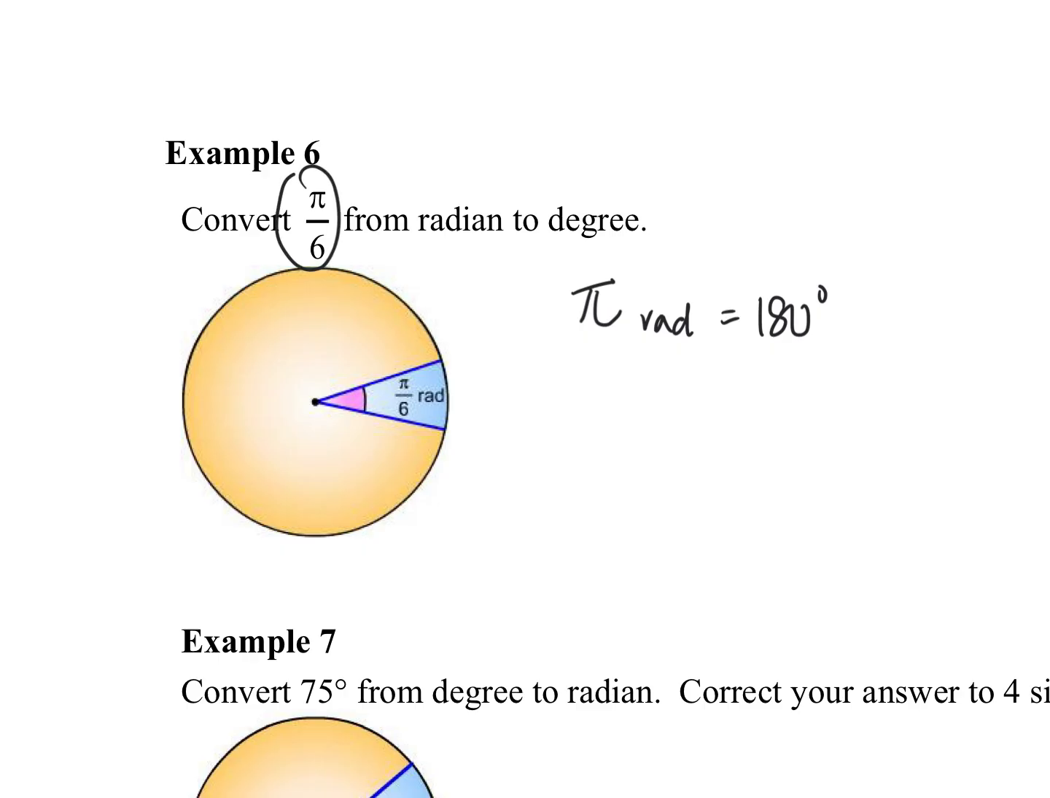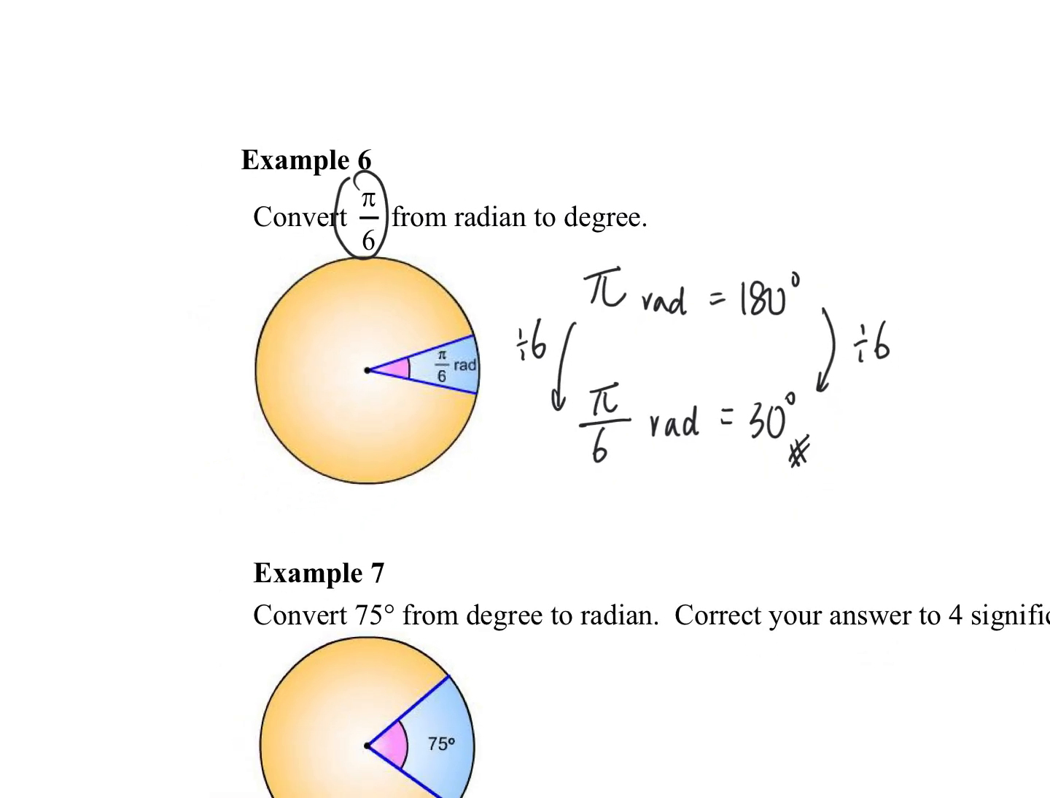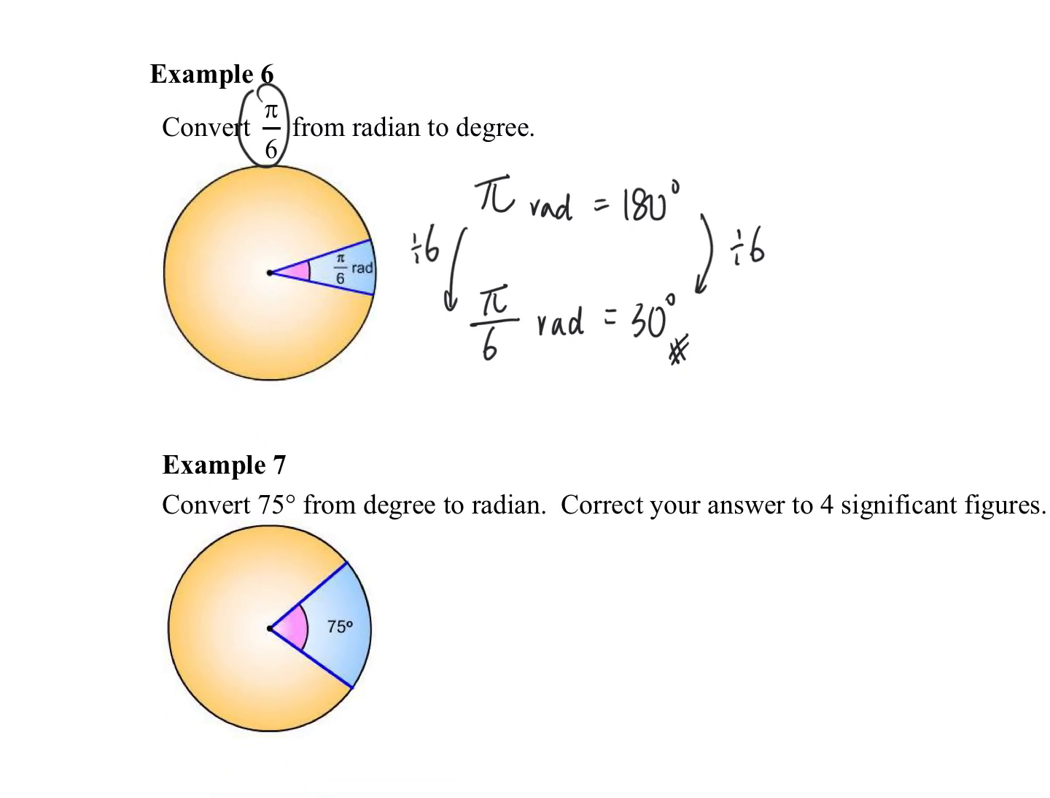Then my conversion is pi over 6 radian. So actually it's asking me to divide by 6 on both sides. So it's 30 degree. That's it. Okay, so just convert your radians to degree. Next one, 75 degree. I want to change to radians and they say 4 SF.